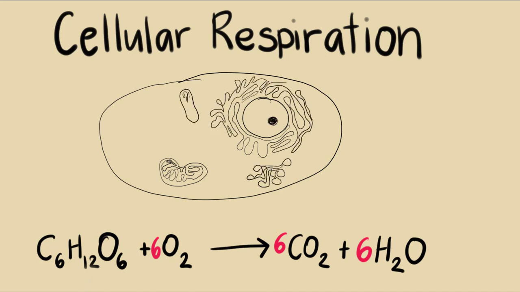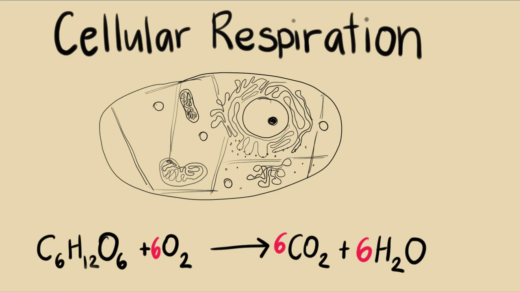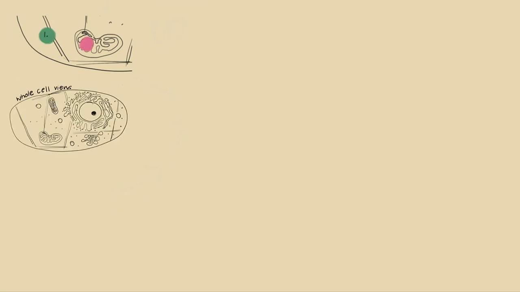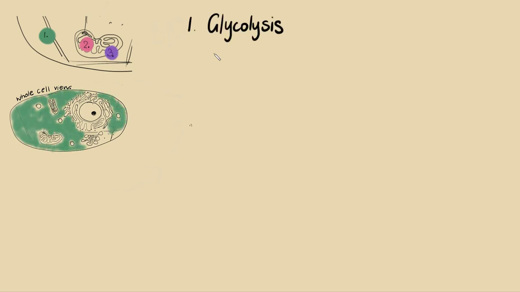Cellular respiration occurs inside the cell. There are three major parts of the process, and they each occur in different parts of the cell. Part one occurs in the cytosol, which is the semi-fluid part of the cytoplasm. Part one is called glycolysis.